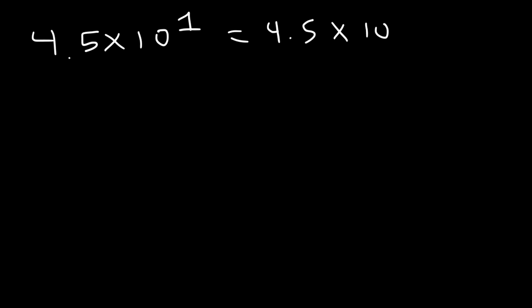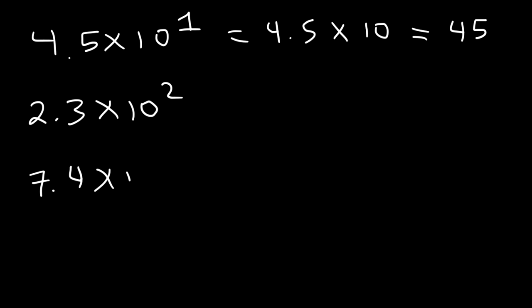For example, 4.5 times 10 to the 1. How can we convert this number from scientific notation to decimal notation? 10 to the first power is simply 10. 4.5 times 10 is 45. Now what about these examples? 2.3 times 10 squared and 7.4 times 10 to the third. Go ahead and write these values in decimal notation.